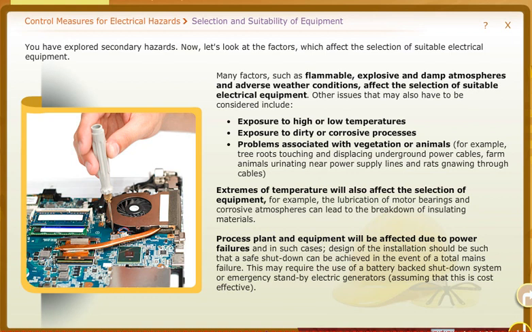Process plant and equipment will be affected due to power failures, and in such cases, design of the installation should be such that a safe shutdown can be achieved in the event of a total mains failure. This may require the use of a battery-backed shutdown system or emergency standby electric generators, assuming that this is cost-effective.